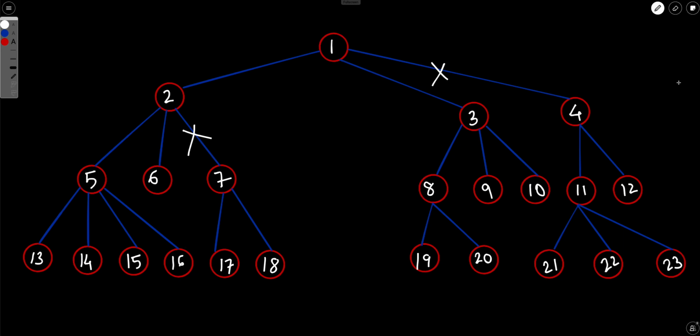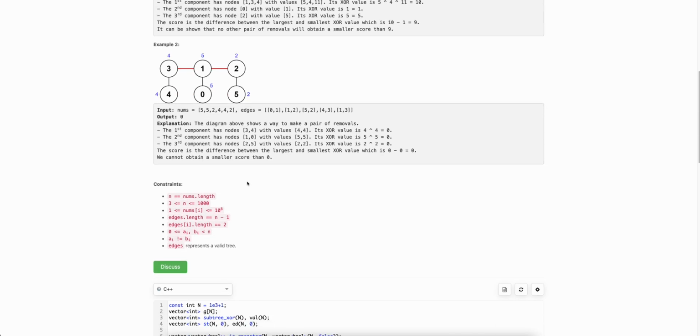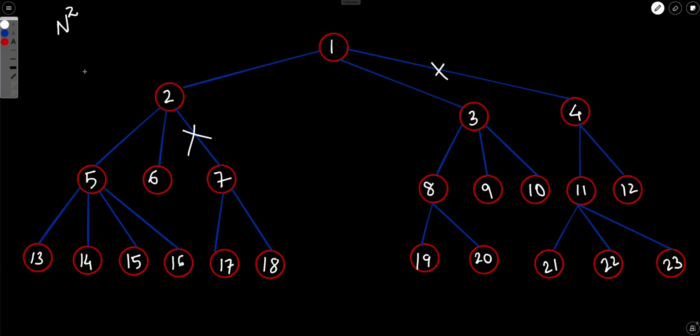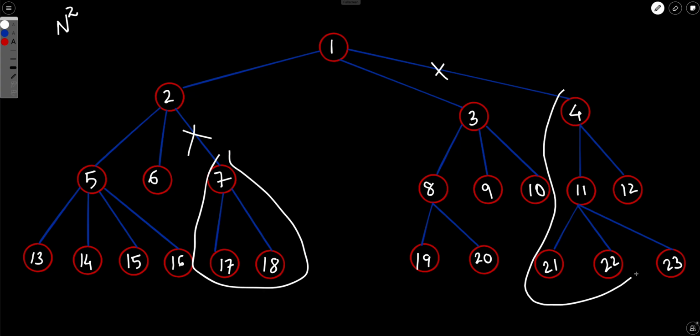Now we have a total of n minus 1 edges, so order of n edges. We have to choose two edges out of these n edges. How many ways can you choose two edges? N square, right? The value of n in the problem is 1000, so n square will work. But after choosing these two edges, you need to find out the score for this particular configuration, where this is one component, this is the second component, and the third one is the remaining component.